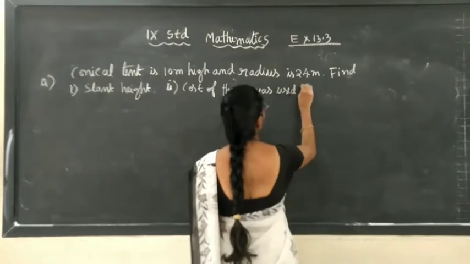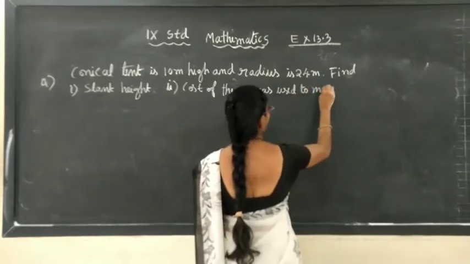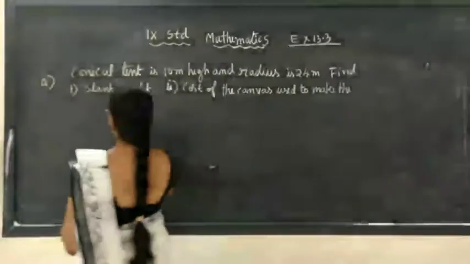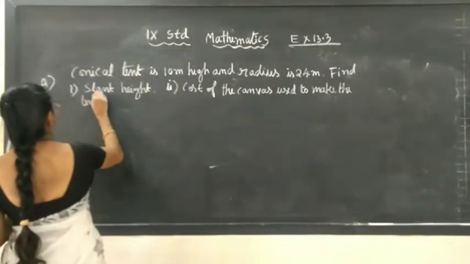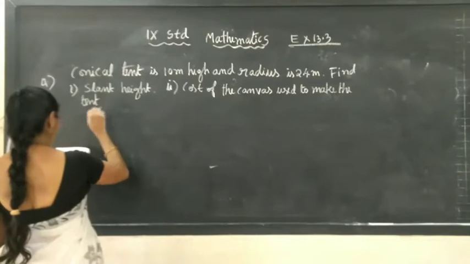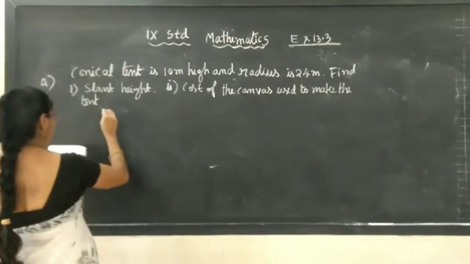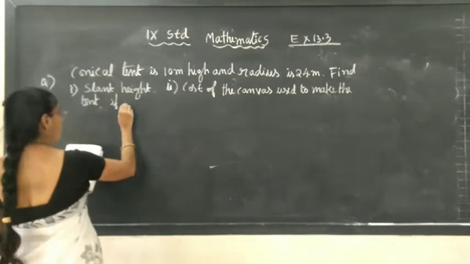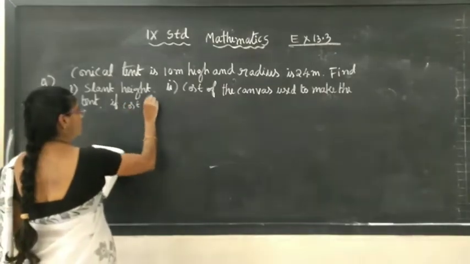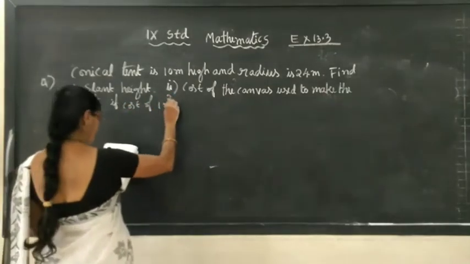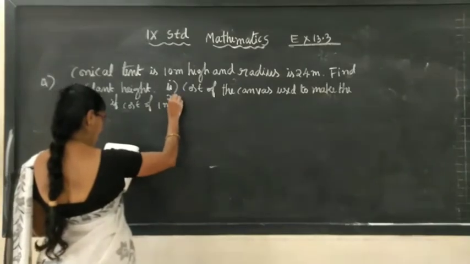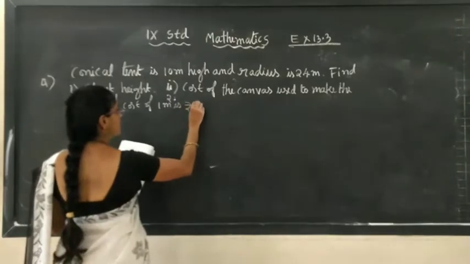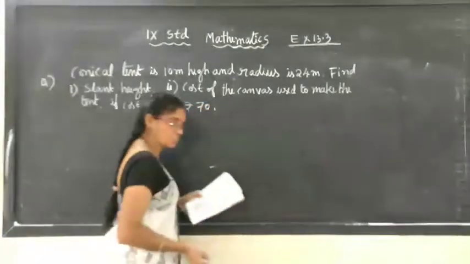Cost of the canvas used to make the tent, if the cost of 1 meter square is rupees 70. Understood the problem?